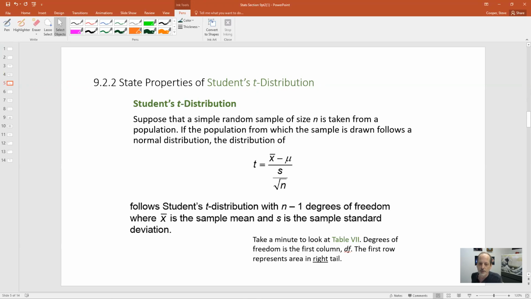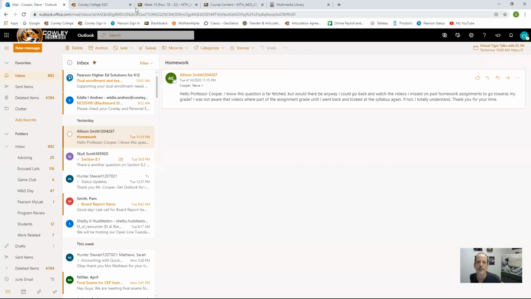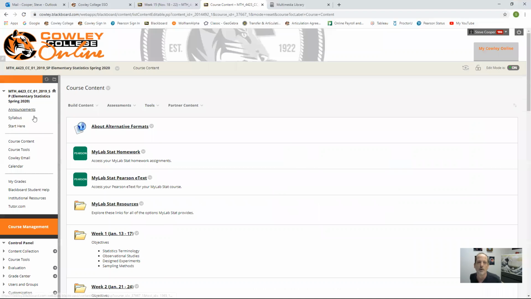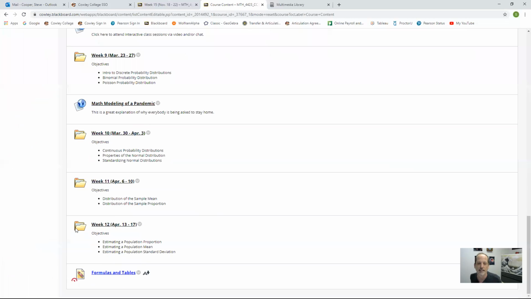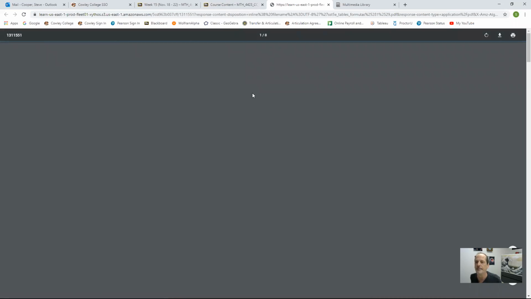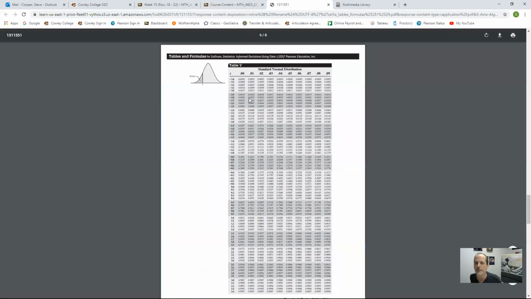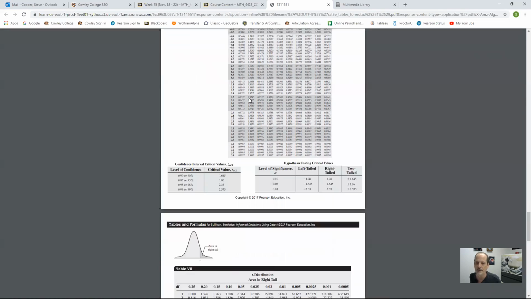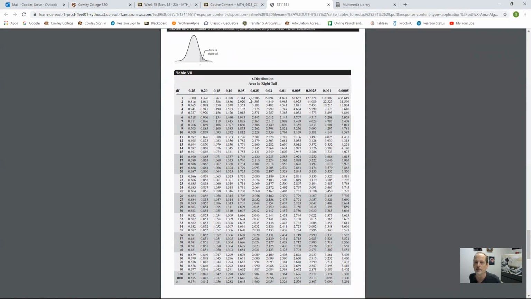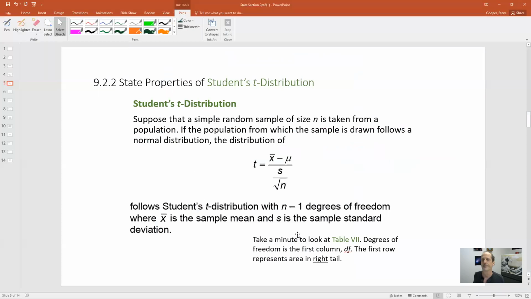Now, go back to your Blackboard shell. Remember that you've got access to these formulas and tables. Just click on that and come down here, and there's table 5 that you've used a lot, and here's table 7. So this is what we'll be learning about today.